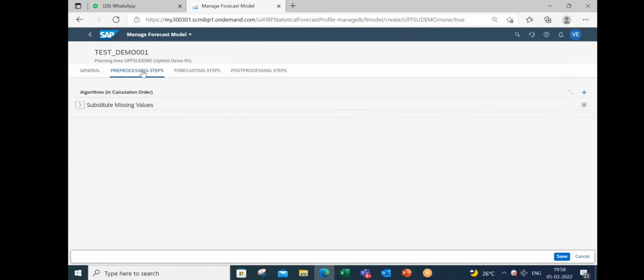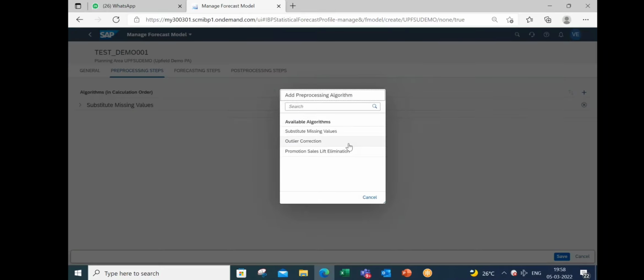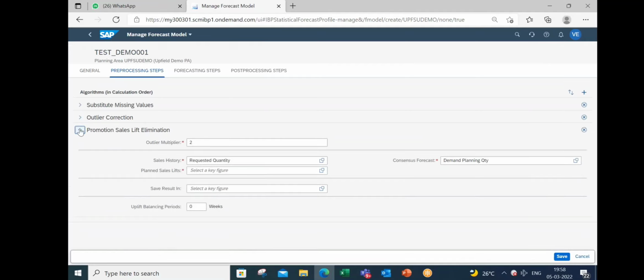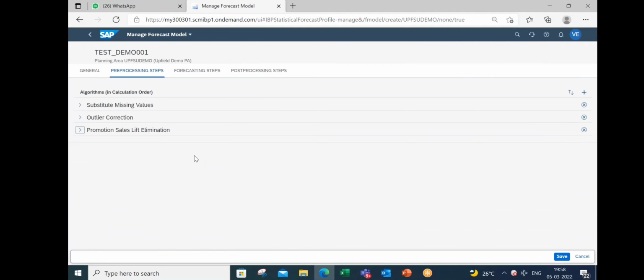Also, as I told you, you can have pre-processing, forecasting, post-processing individually, and you can have all three in the same profile too. First substitute missing values will happen, next outlier correction, next promotional sales lift. That also can work. So you can create as many models as you want. There is no restriction, and you can run all of them and see which one suits you best.